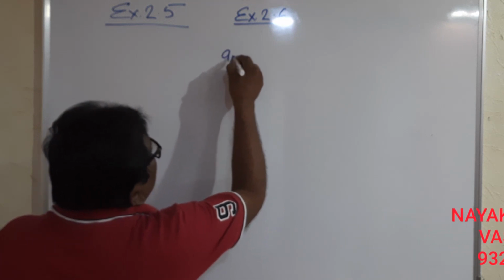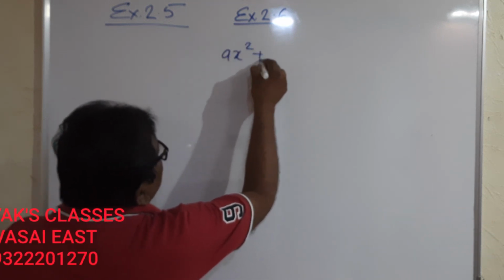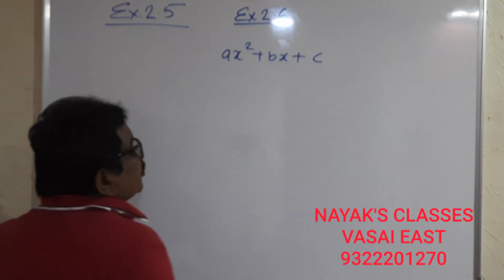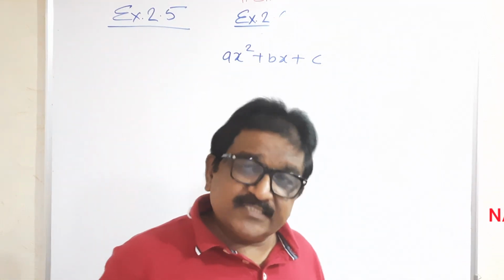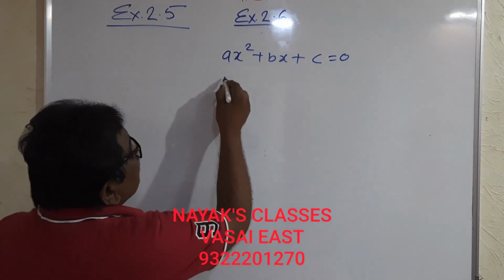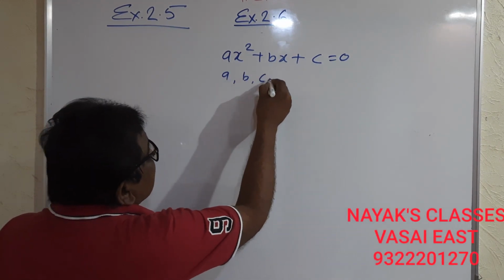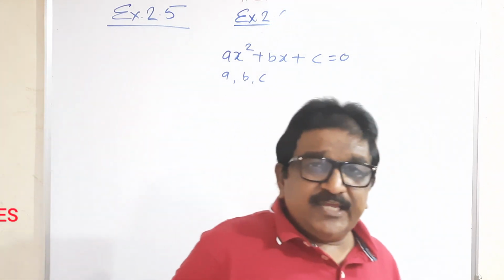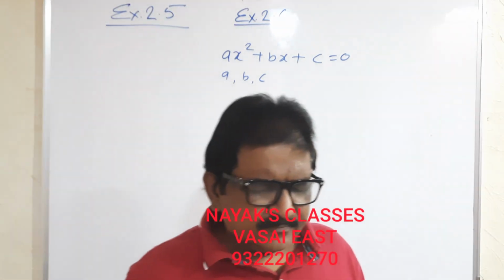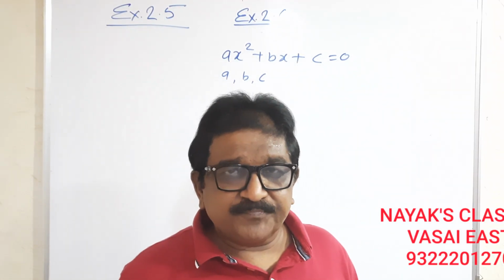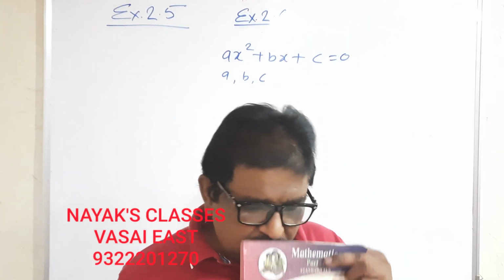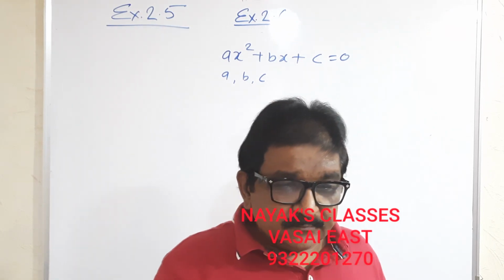The standard form of a quadratic equation is ax square plus bx plus c is equal to 0. The coefficients a, b, c give us certain numbers. These coefficients are related with the roots.